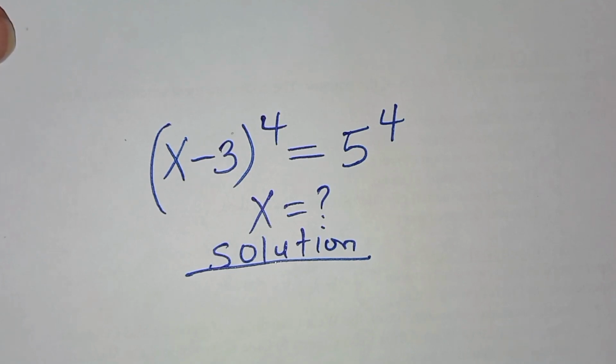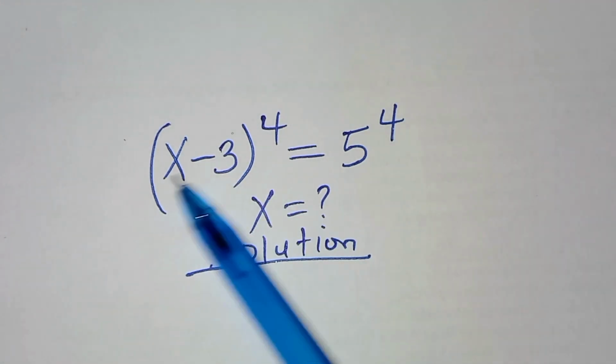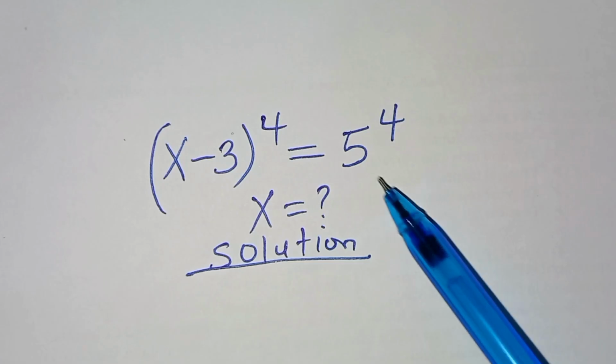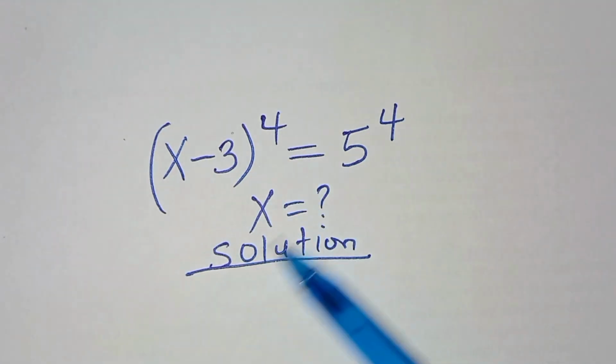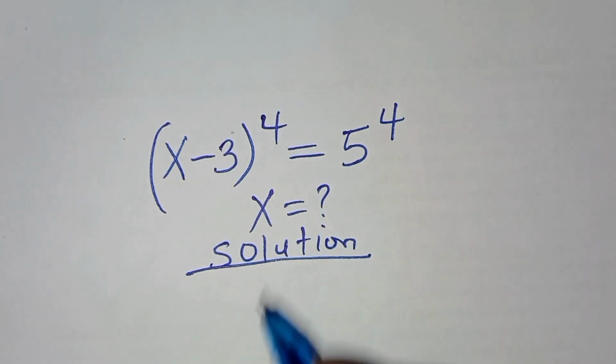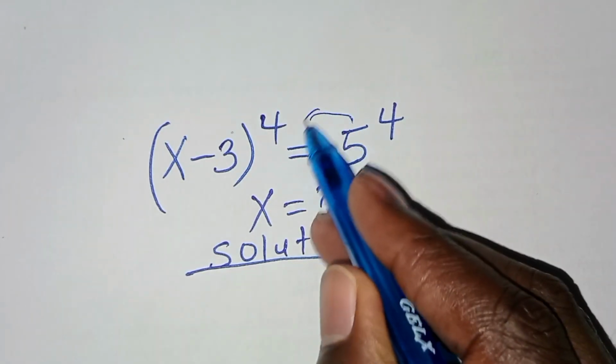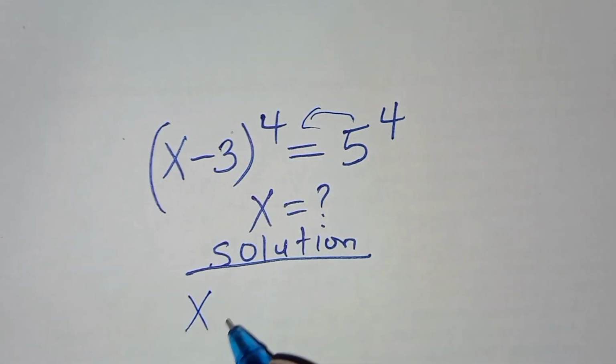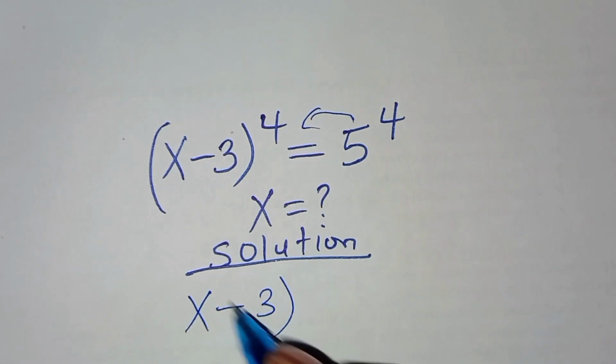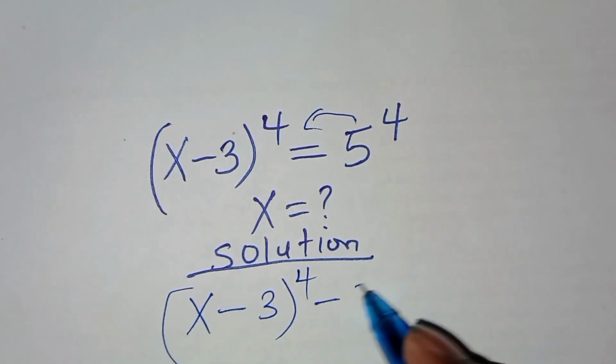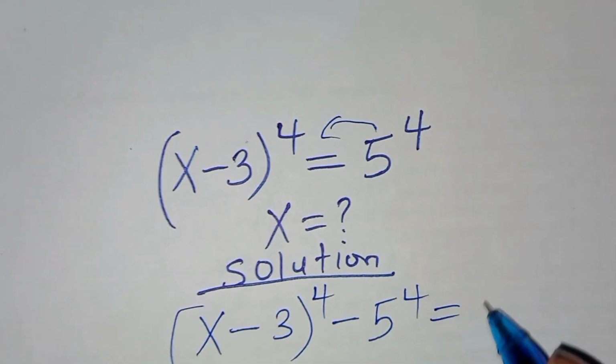You're welcome to solve this nice exponential equation, which is (x - 3)^4 = 5^4. So what are the values of x? The first thing here, let's take 5^4 to the left-hand side, so that you'll have (x - 3)^4 - 5^4 = 0.